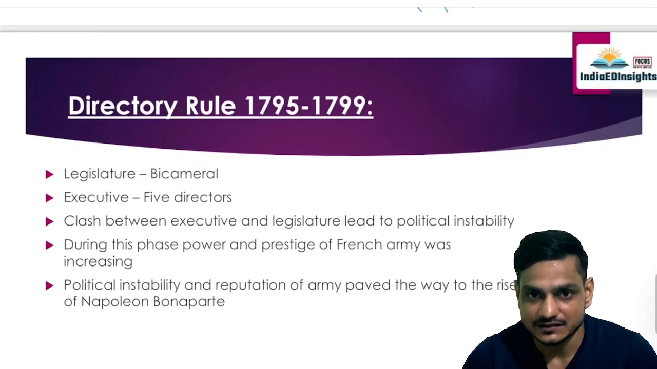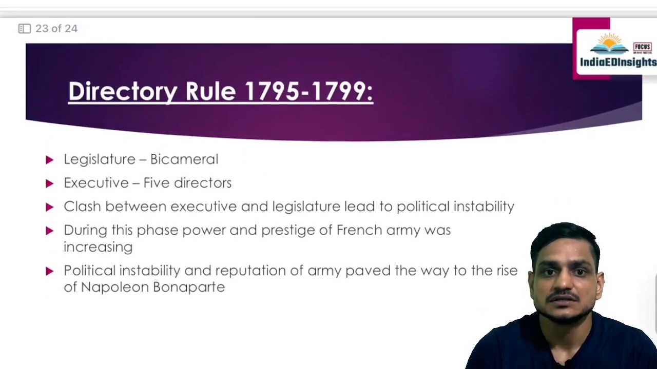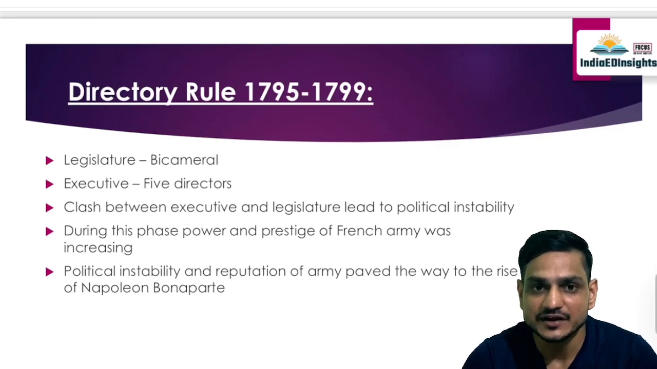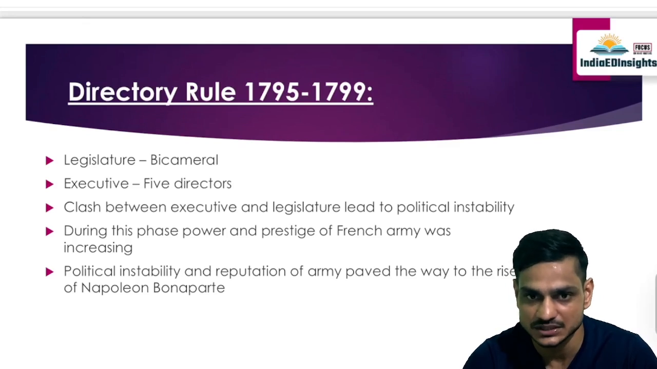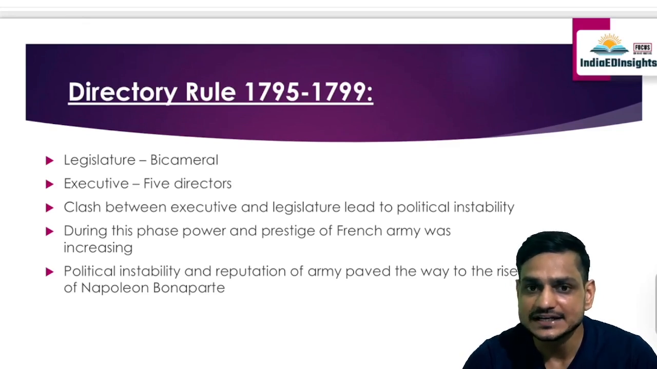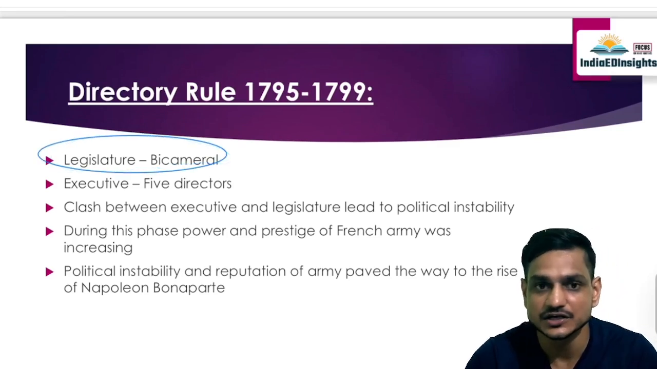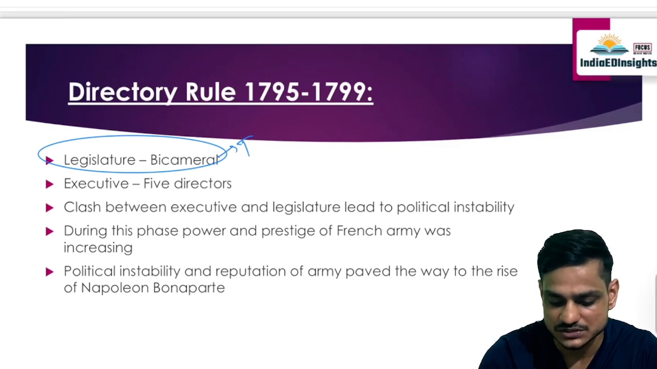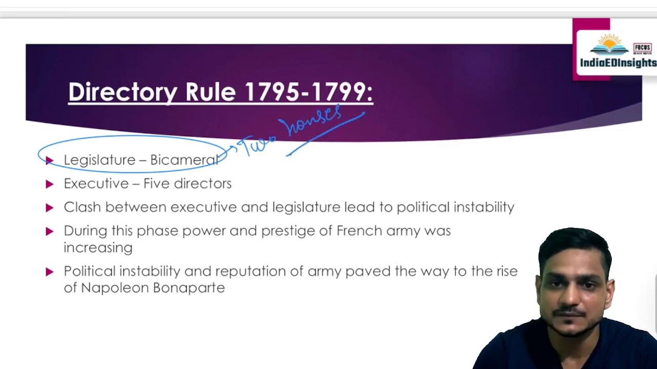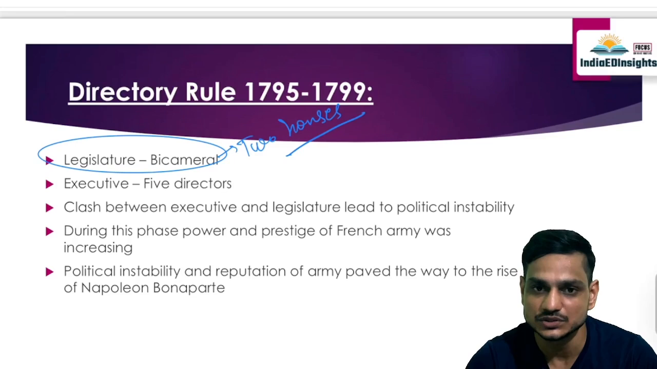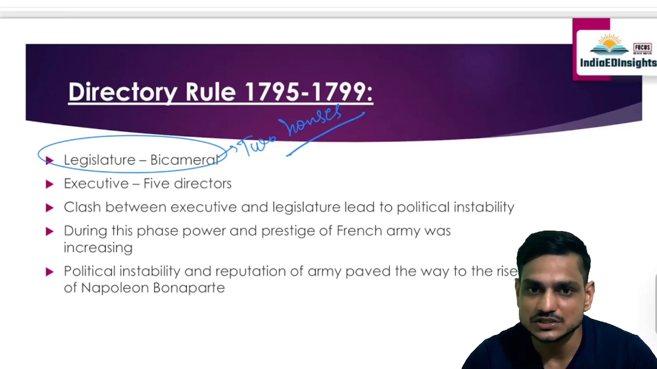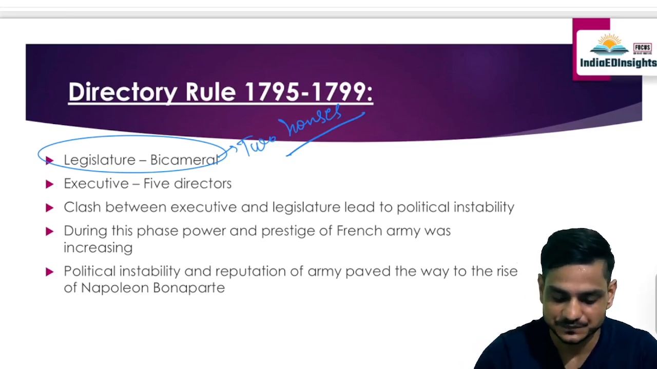Here, Directory rule, 1795 to 1799. This phase was known as the Directory rule, and it was the most unstable during the course of the French Revolution. There was a lot of political instability. The legislature was divided into two houses. Bicameralism means two houses. For example, the Indian Parliament is bicameral: the lower house Lok Sabha and the upper house Rajya Sabha. In the same manner, the legislature in the Directory rule in 1795 was bicameral.